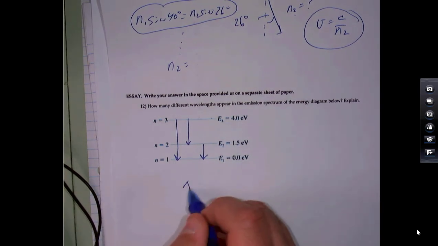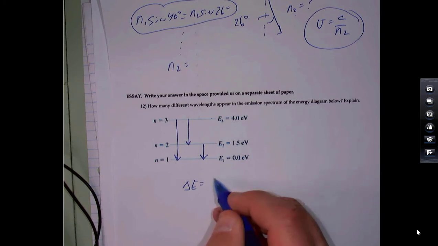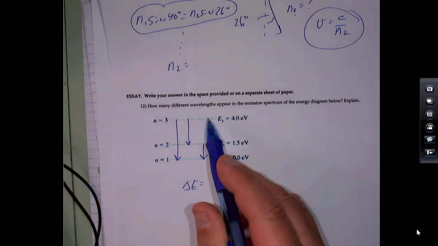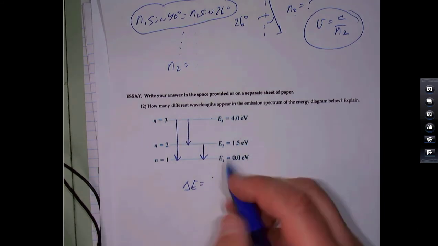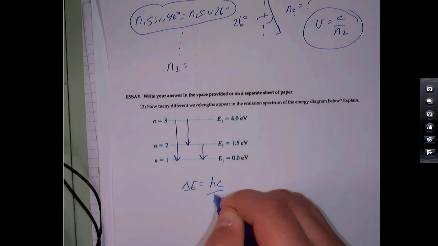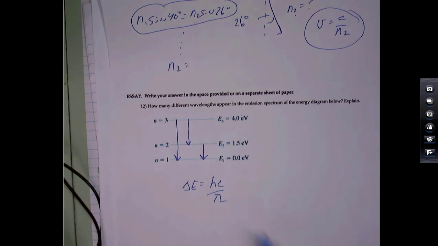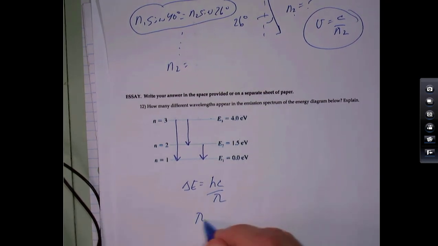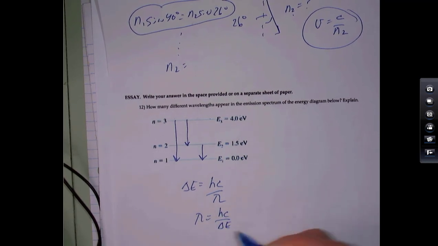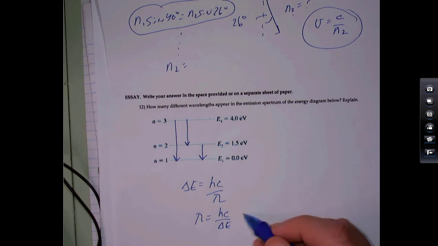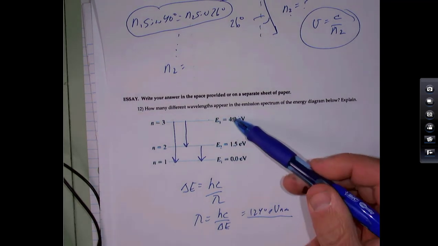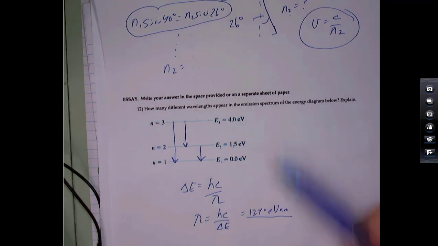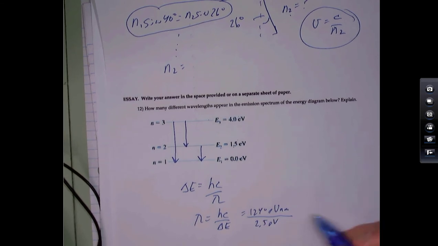Now the difference in energy that you get from doing these transitions, like say this is from 4 to 3, is equal to hc divided by the wavelength. So if you wanted to, you could figure out the wavelength of the photon that's emitted. That would be hc divided by the difference in energy. Again, you could use 1240 eV nanometers, and then say we're going from 3 to 2, the difference in energy would be 2.5. So that's a way to figure out the actual wavelength.